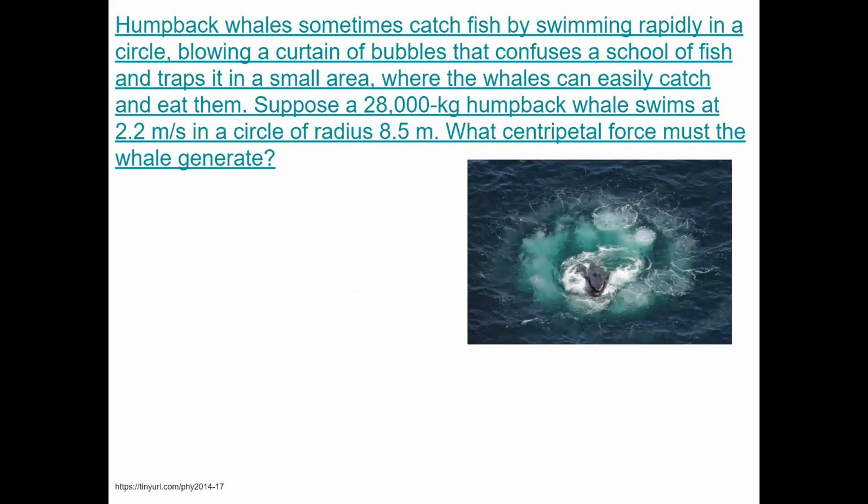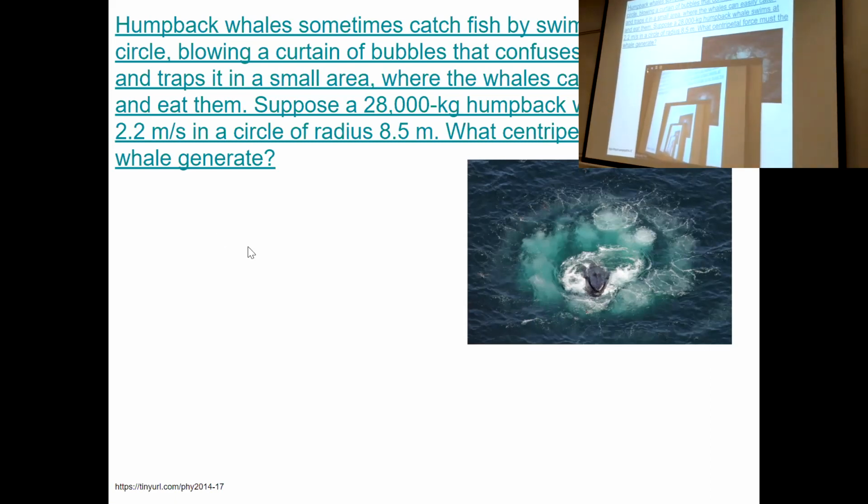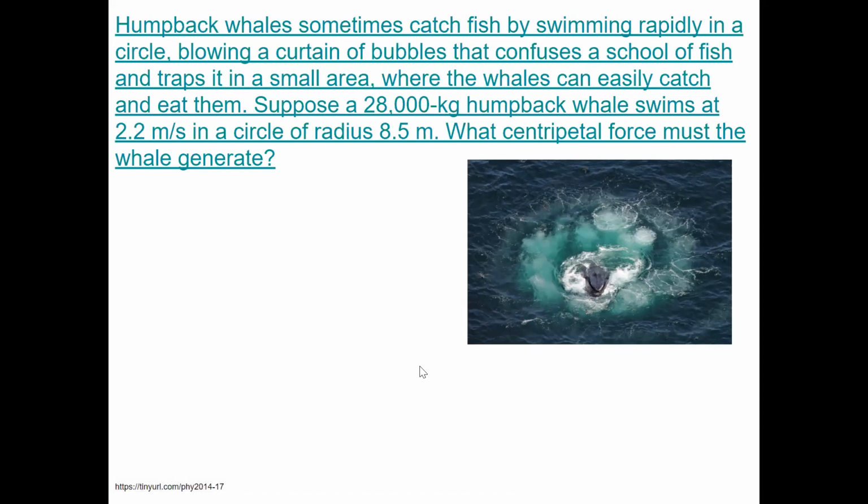Okay, so we are going to take a look at this example here. This one says the humpback whales sometimes catch fish by swimming rapidly in a circle, blowing a curtain of bubbles that confuses a school of fish and traps it in a small area where the whales can easily catch and eat them. Suppose a whale has a 28,000 kilogram mass and is swimming at 2.2 meters per second in a circle of 8.5 meters. What centripetal force must the whale generate?